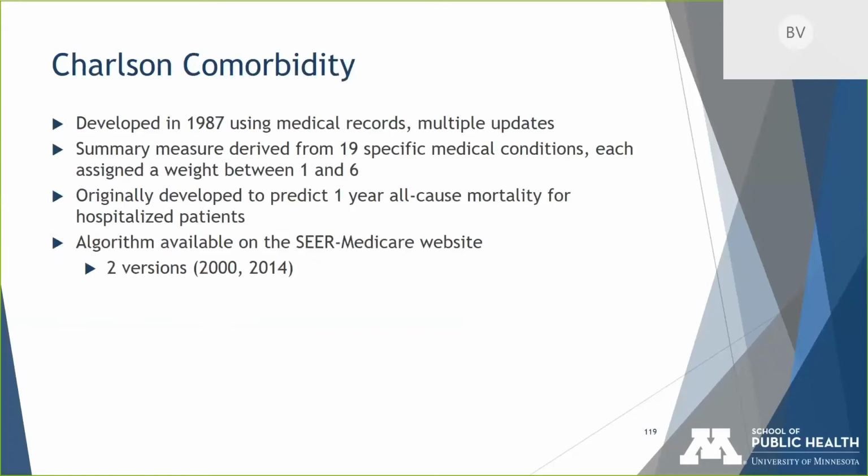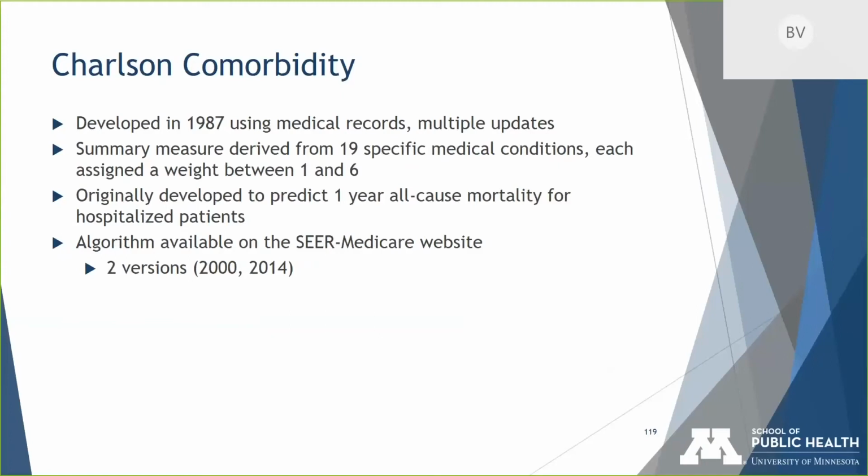The Charlson Comorbidity Index is most often used with the SEER-Medicare data, partially because there's an algorithm available on the SEER-Medicare website. It was developed in 1987 using medical records, but there have been multiple updates. It's a summary measure, a single score that's derived from 19 specific medical conditions, which will be described later. Each is assigned a weight between 1 and 6, based on how likely it was to cause mortality within 1 year.